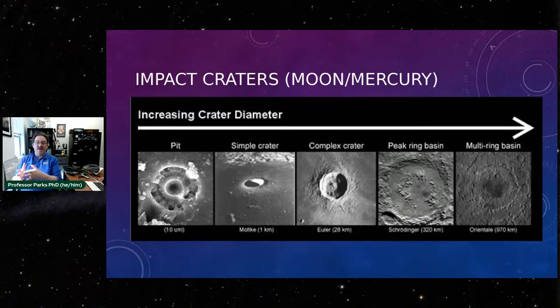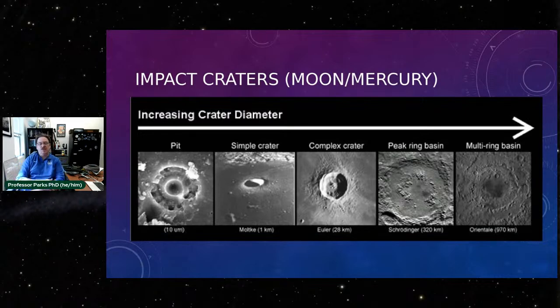Then you get to peak ring basins. The example of the complex crater is tens of kilometers in size, so that's the Euler crater at 28 kilometers. The Schrodinger crater is a great example of a peak ring basin. Here, instead of rebounding to a point, it actually rebounds into a ring that propagates outward. And as it was propagating outward, the surface froze. So now you have this multi-ring or two-ring shape within the basin.